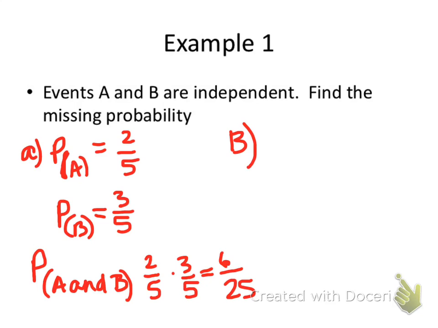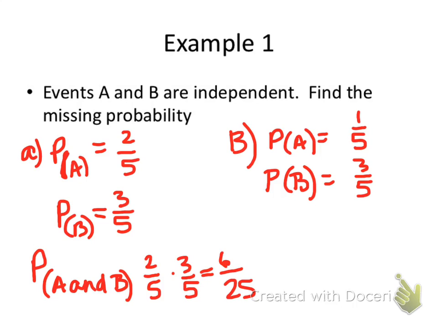In B, the probability of A is equal to 1 out of 5. The probability of B is equal to 3 out of 5. Now these are the easy ones, right? Because I'm giving you what the probabilities are. I'm not even giving you the scenario. We just use multiplication.